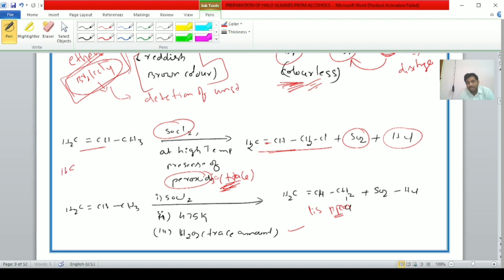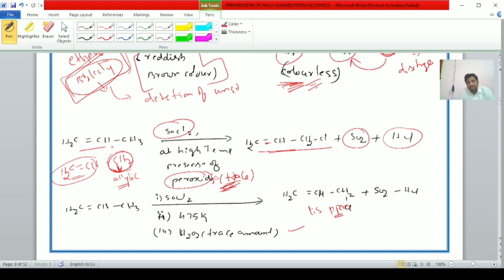Allylic hydrogen is substituted. That is, the carbon atom next to the double bond is known as allylic carbon, and the corresponding hydrogens are allylic hydrogen atoms. Remember, student, the carbon atom which is adjacent to the double bond is known as allylic carbon, and the hydrogen atom which is bonded to allylic carbon is called allylic hydrogen.